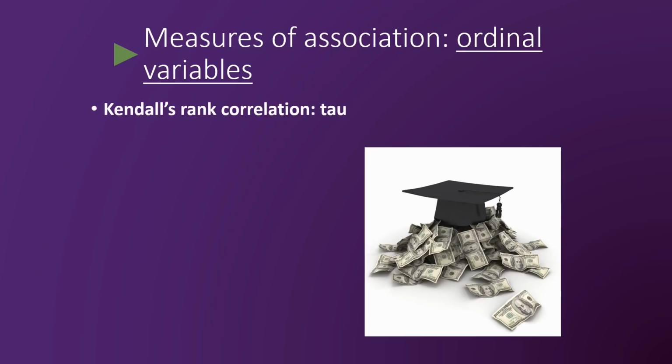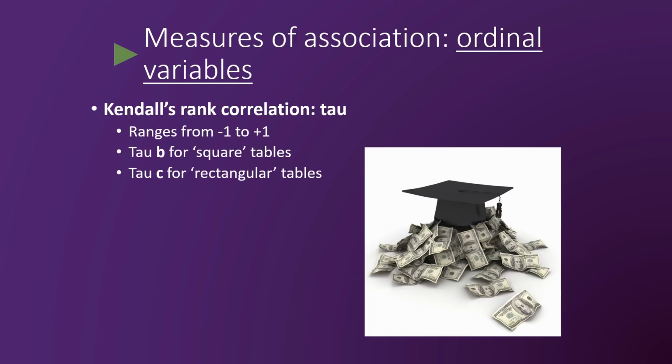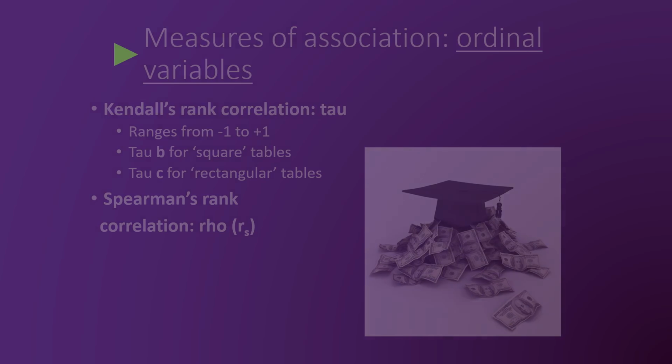One would be Kendall's rank correlation, tau, which falls apart into two different types: tau B for square tables and tau C for rectangular tables. On the next slides, I'll just show you what a square and a rectangular table is. But in both cases, it ranges from -1 to +1, fairly similar in its interpretation to Pearson's R. It's not that far off. And we also have Spearman's rank correlation, or rho, as it is called.